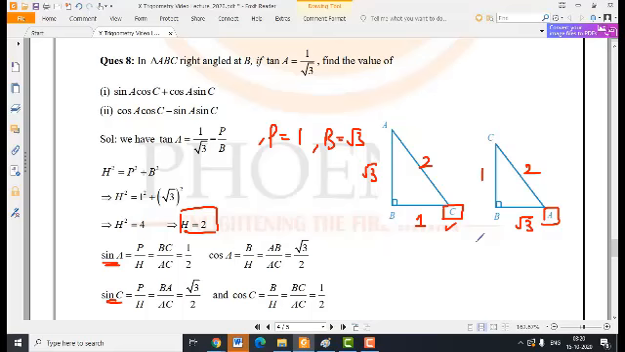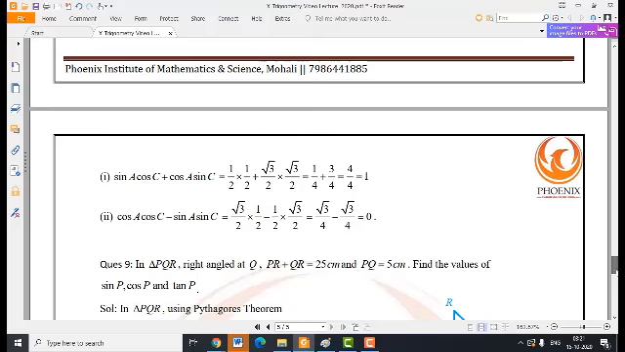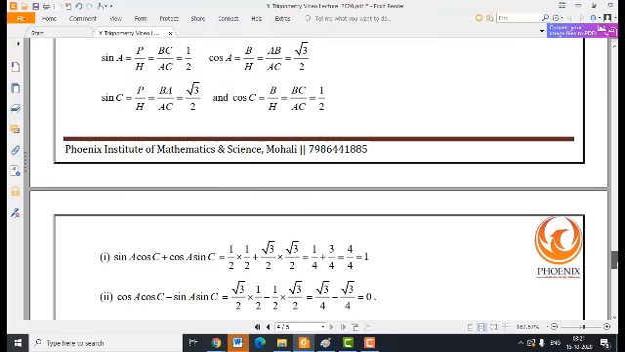Now let us take the first part of the question. Now let us try to find the value of the first part. First part is sin A into cos C plus cos A into sin C. Just look at the values that you obtained.